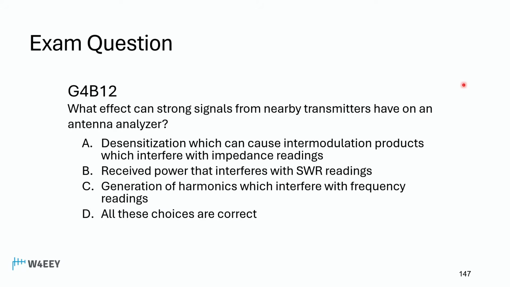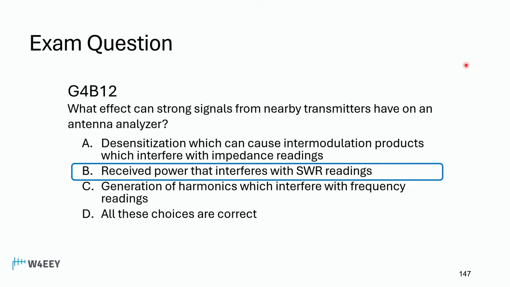What effect can a strong signal from a nearby transmitter have on an antenna analyzer? Charlie? No. Bravo, it's Bravo. Received power that interferes with SWR. By received power, that means power that might be coming from a local broadcast transmitter, AM broadcast usually.